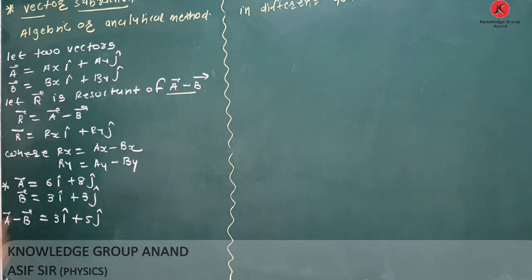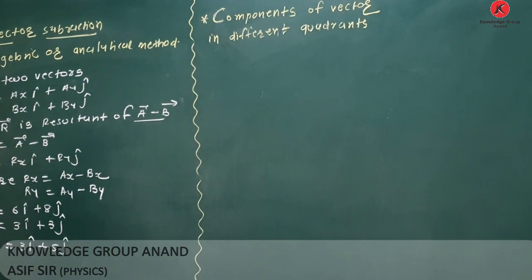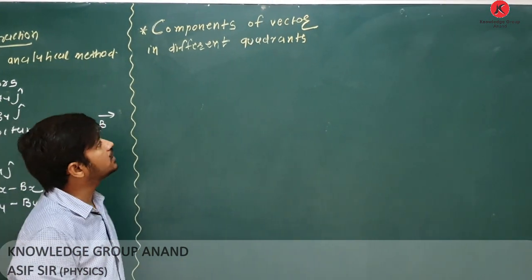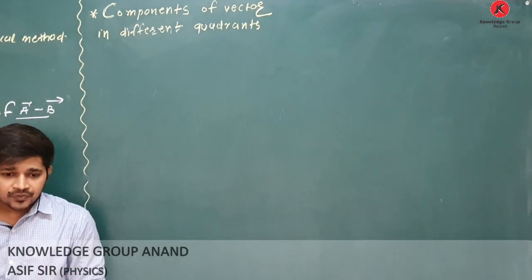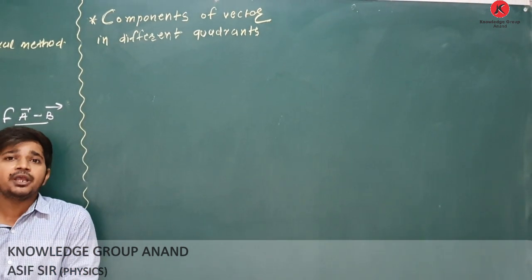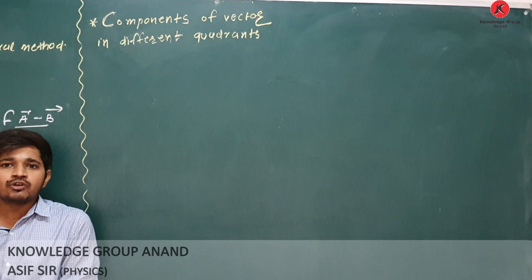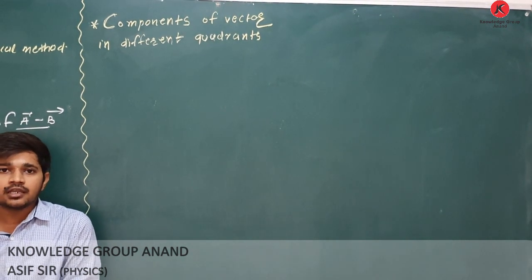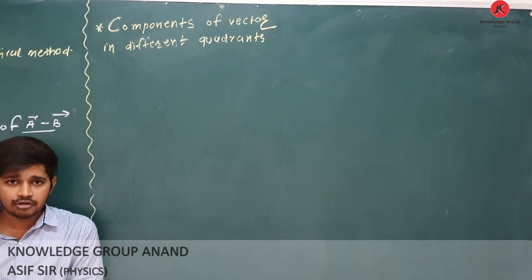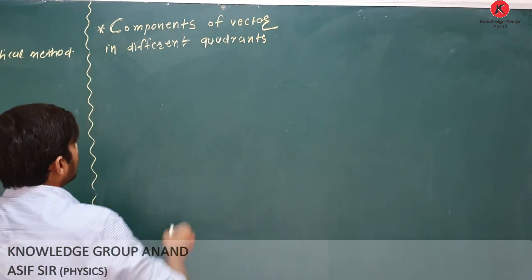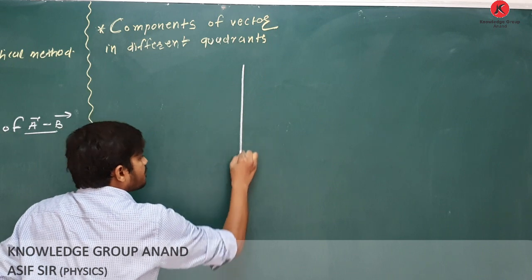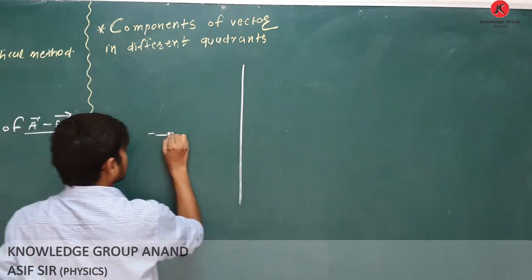Okay, now next, components of vectors in different quadrants. Now what is the meaning of this? Components of vectors in different quadrants. It is an important topic. How to resolve any vector into perpendicular components, if vectors are given in different directions. See, first of all, here it is.